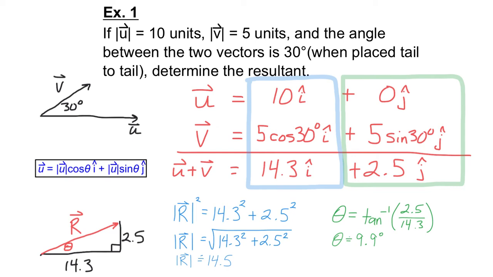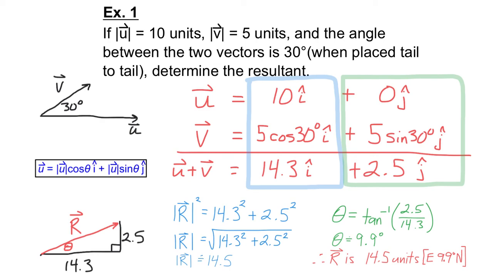And so I can say the resultant vector, r, is 14.5 units east, 9.9 degrees north. So we arrive at the same result as when we did it with the geometric representation, except this time we did the algebraic representation, and we got the same result.